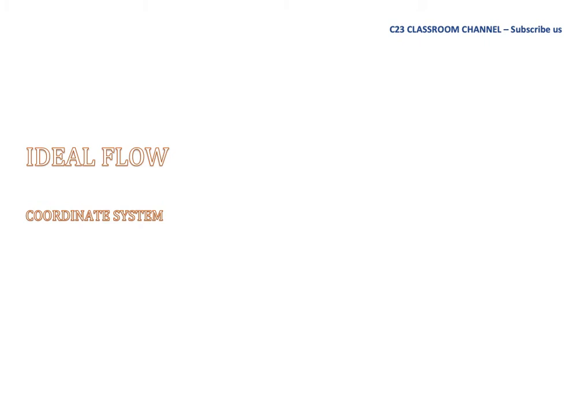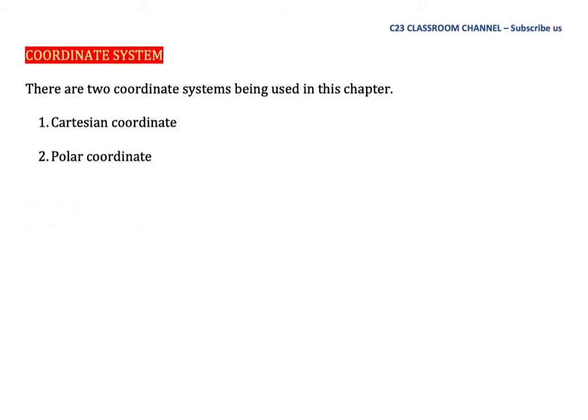Ideal flow, and in this lesson we are going to look at the coordinate systems that we will use to solve problems in ideal flow. There are two coordinate systems being used in this chapter. One is the Cartesian coordinate and the second one is the polar coordinate. The idea of these two coordinates was already taught in a previous lesson. However, to make sure that you really understand these two coordinates, I will explain them again in this chapter.